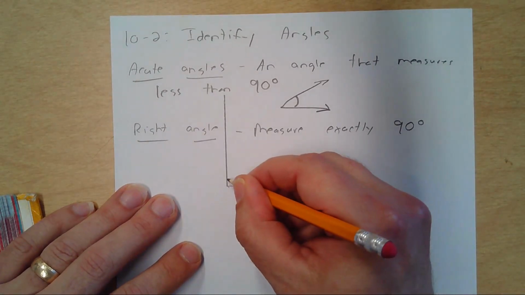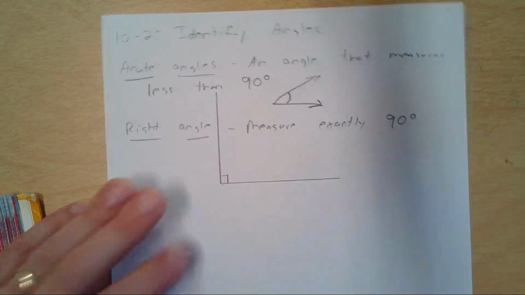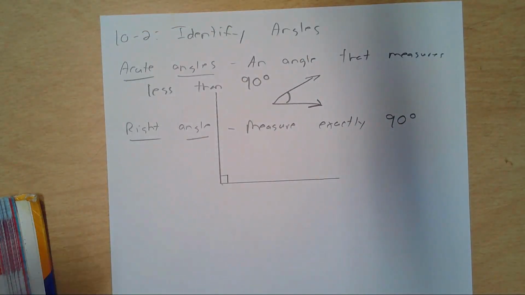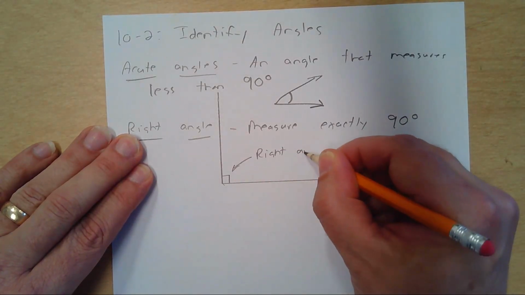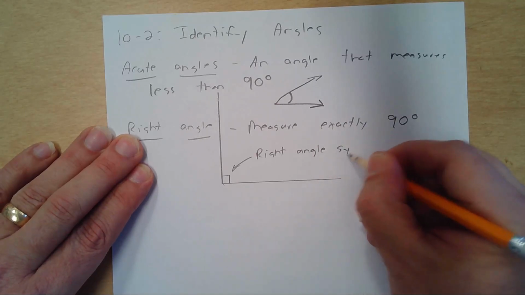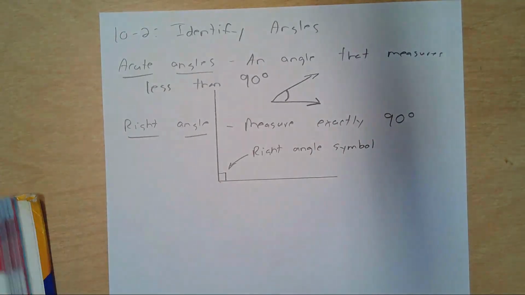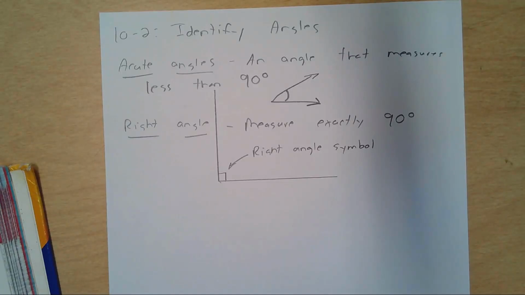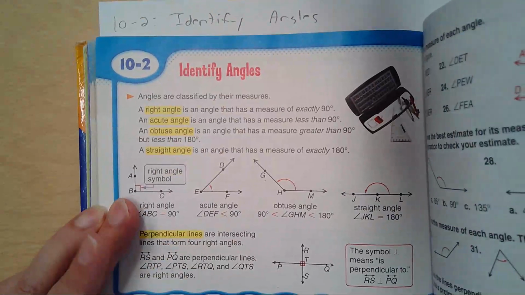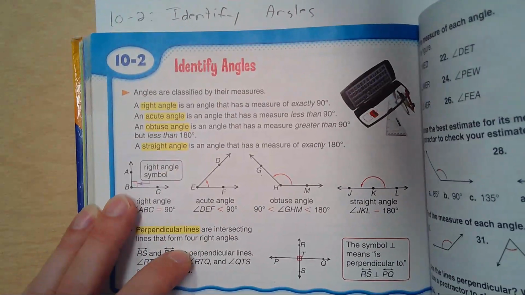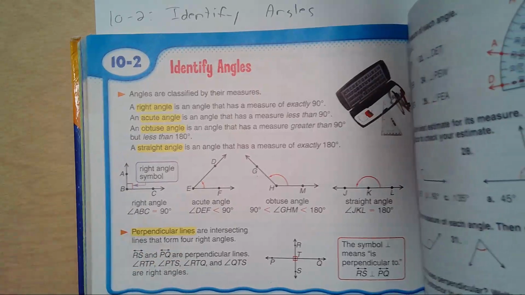But this symbol right here, it's like a square, so to say here. All right. This is the right angle symbol. When you see that box, that means it is a right angle, period, end discussion there. And the book also shows it there. But any right angle here will have this square box.